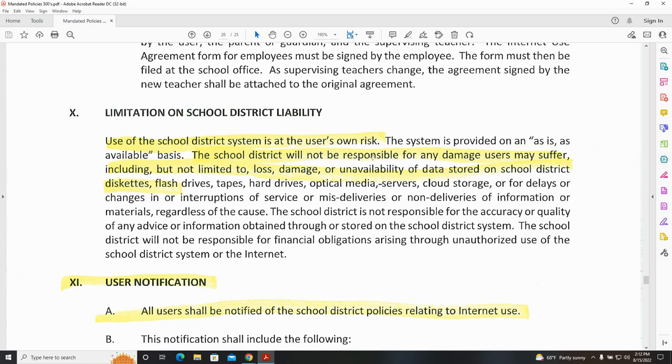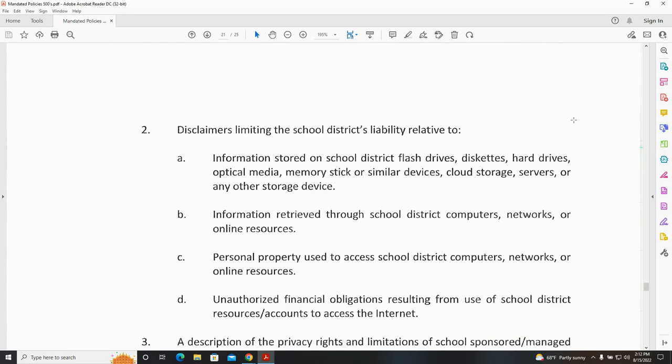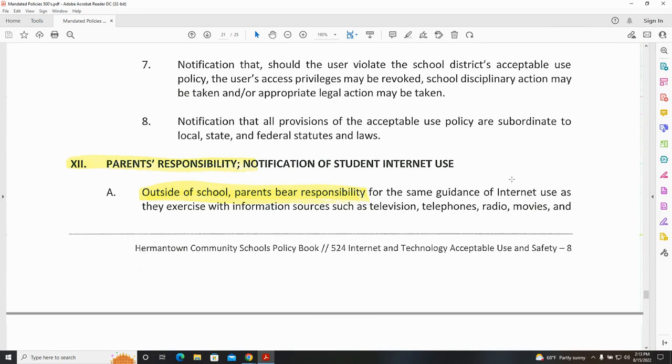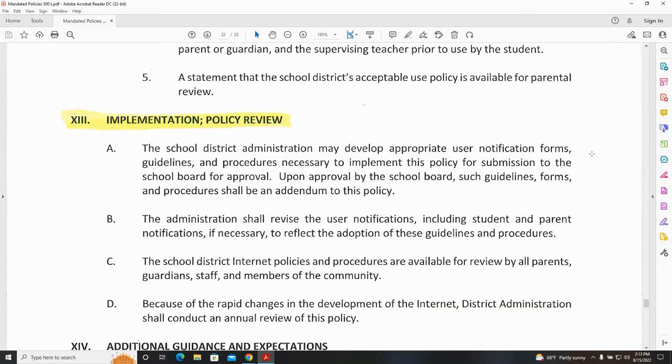User notification: all users shall be notified of the district policy. So this video serves that purpose for staff members this year. And parents' responsibility: outside the school, parents bear the responsibility. Because we are so interwoven with technology, there's sometimes an idea that the school, administrators, or teachers can monitor students outside of school. Unless it's a school device and we're aware of something, that responsibility is the burden of the parent outside of the school setting.